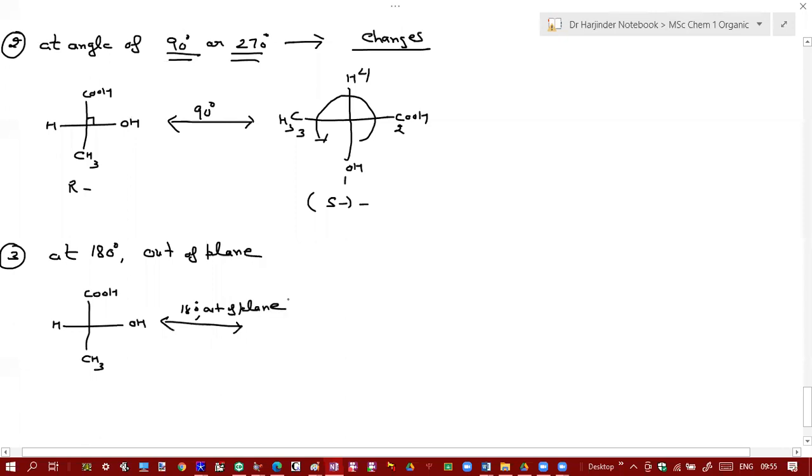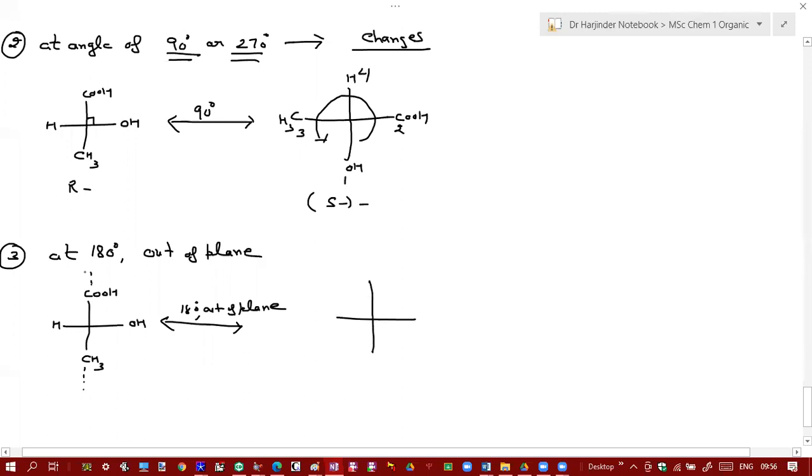Out of plane, so vertical. Suppose this is your axis over which you will rotate. So how will it get rotated out of plane? You have to flip it, okay? It will get flipped. So what will be the resultant configuration?